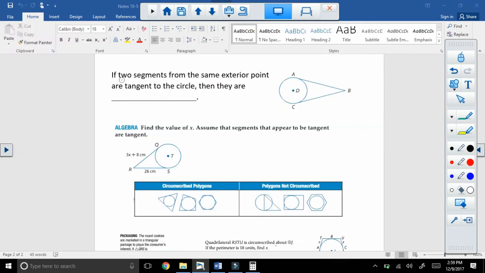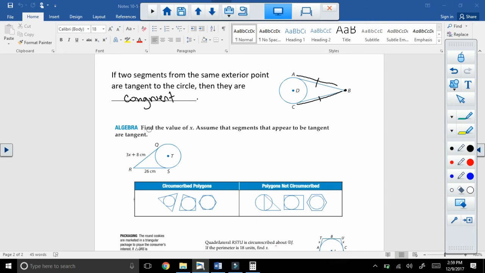In this theorem, it says if two segments from the same exterior point, so that point here is point B, are tangent to the circle, then they are, and you might be able to tell just by looking at these two segments here, going to be congruent. They're going to be the same length. I think of this as like an ice cream cone or maybe like a party hat. Either way, you have to kind of turn it around so you can see it. But those sides are going to be the same if they're both tangent to the circle.